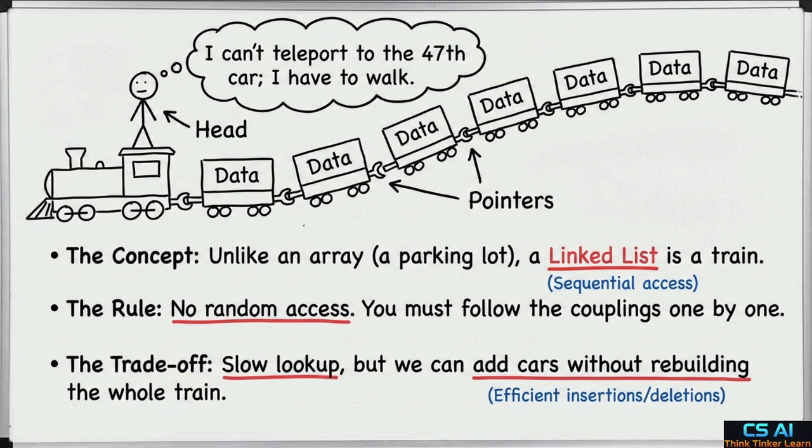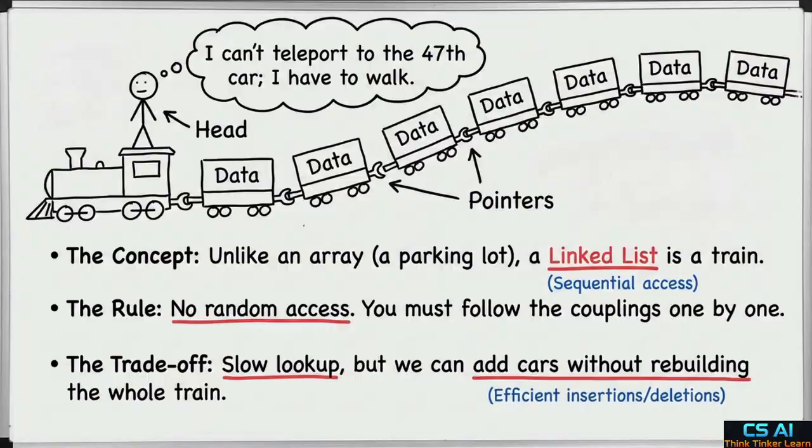This brings us to a core rule. There is no random access in a linked list. You must follow the connections, or pointers, one by one, giving us sequential access. The big trade-off here is that while looking up a specific item might be slower, we gain incredible flexibility. We can easily add or remove cars without rebuilding the entire train, leading to very efficient insertions and deletions.